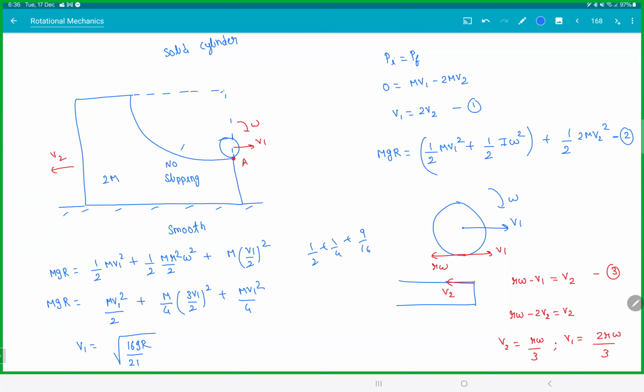Clear? There is still one more part. You have to find the normal reaction. Check the steps. So if you got the 3 equations, your job's done. Most people goof up the no slipping condition. Just be careful with that. You can't write V1 is equal to R omega. Actually, the relation is V1 is 2R omega by 3.